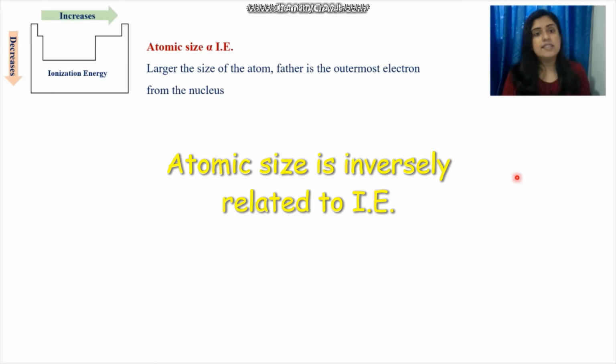The first thing is the size. If the size of the atom is larger, it means that the outermost electron is much farther away from the nucleus. They do not have that much attraction towards the nucleus, so the electron can be easily removed.